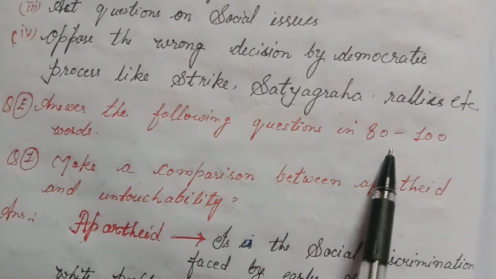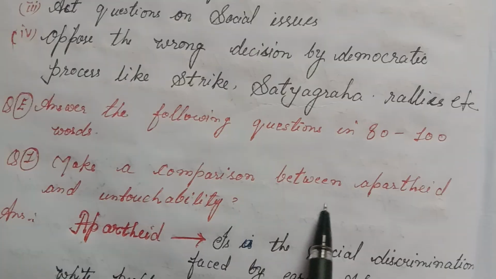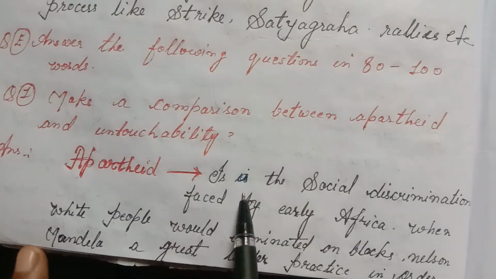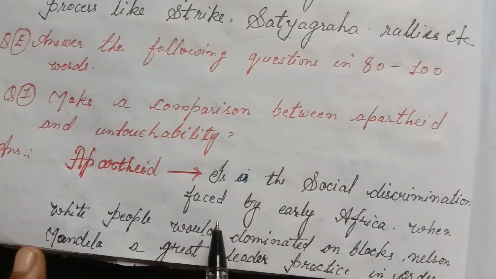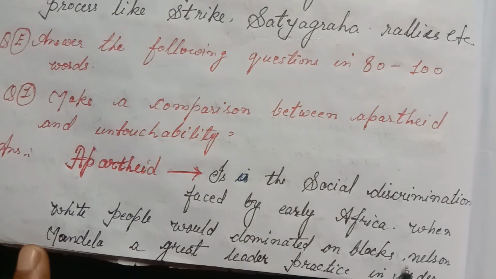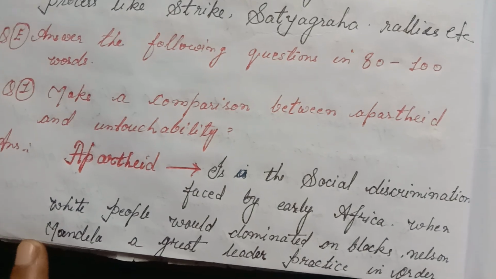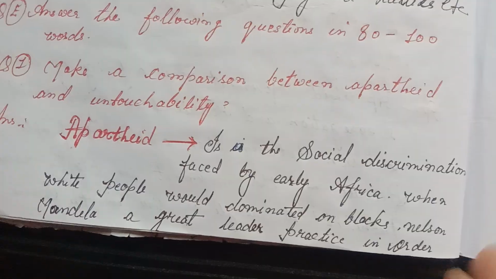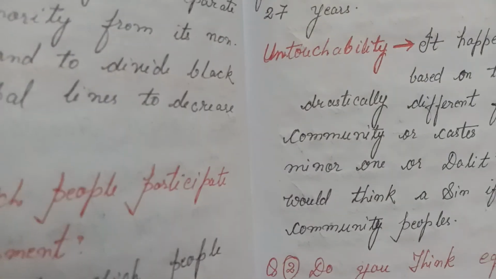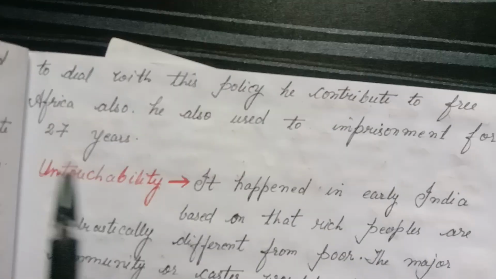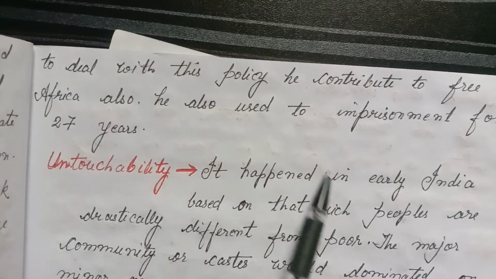E. Answer the following question in 200 words. Make a comparison between apartheid and untouchability. Answer: apartheid is the social discrimination faced by South Africa when white people dominated the blacks. Nelson Mandela, our great leader, struggled in order to deal with this policy.